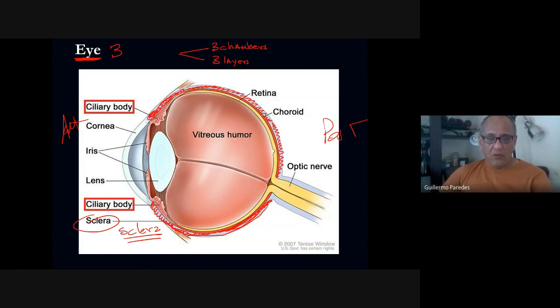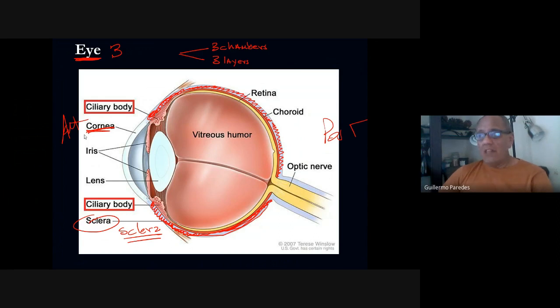So after that, it's going to continue. Listen to what I said. The continuation of the sclera will be the cornea. Cornea is the continuation of the sclera. Okay, it's not a different structure. So the cornea is the continuation of the sclera.